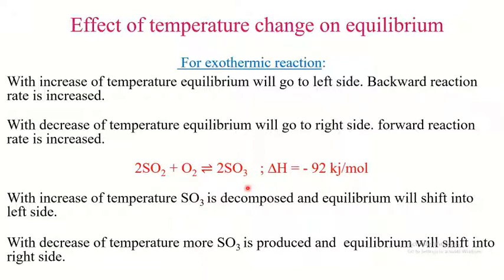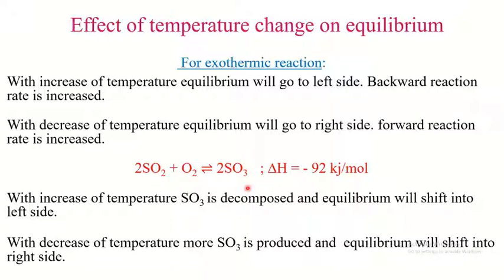There are some more examples also, and for every exothermic reaction, you just have to remember that when temperature is increased in an exothermic reaction, the backward reaction rate will be increased because the backward reaction will absorb the extra heat and the increased temperature will be minimized, and the equilibrium will shift to the left side.